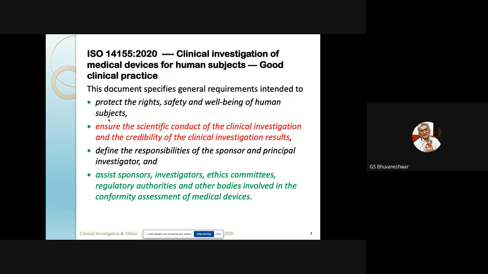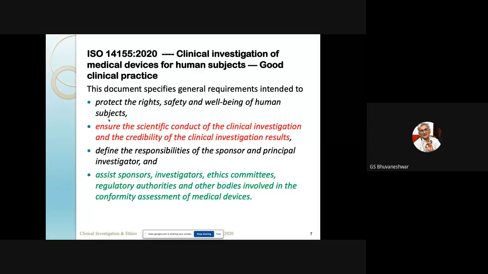It defines the responsibilities of the sponsor, that is the person or the company which really initiates the clinical investigation. Usually the sponsor is also the developer and the manufacturer of the medical device. And then you can have principal investigators. So there are principal clinical investigators, and then there could be other clinical investigators.